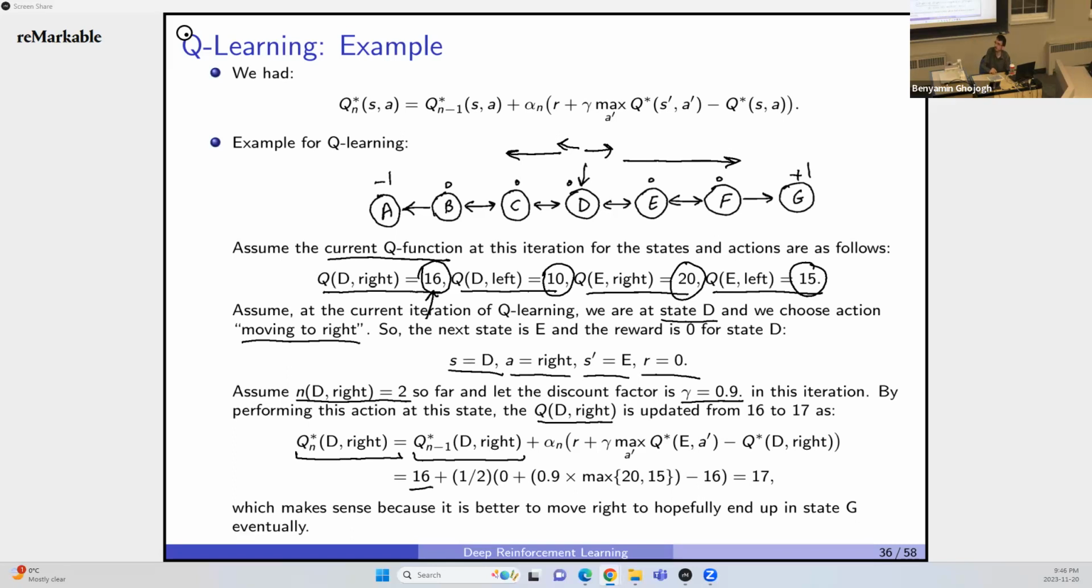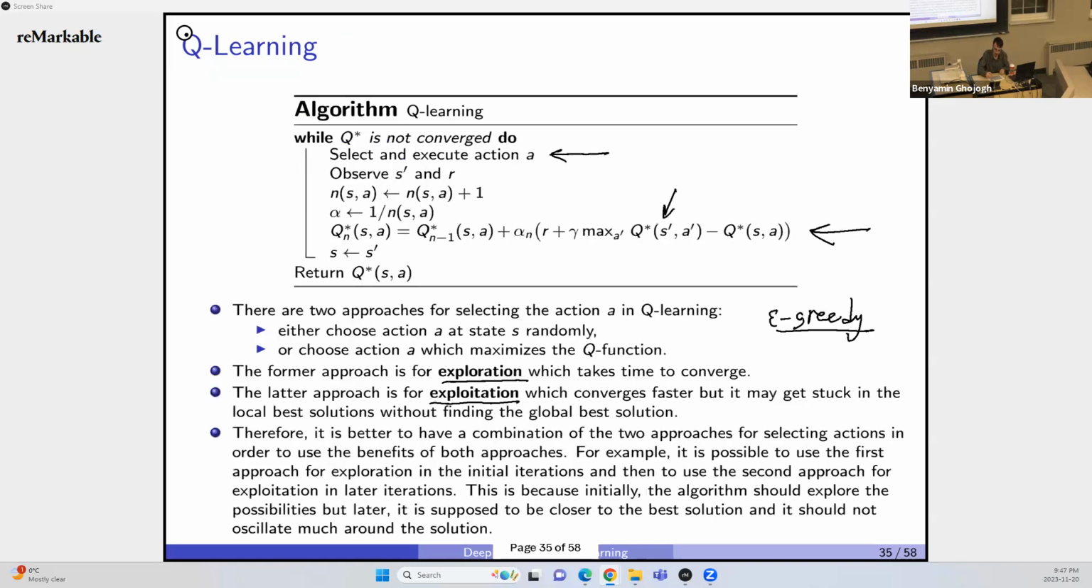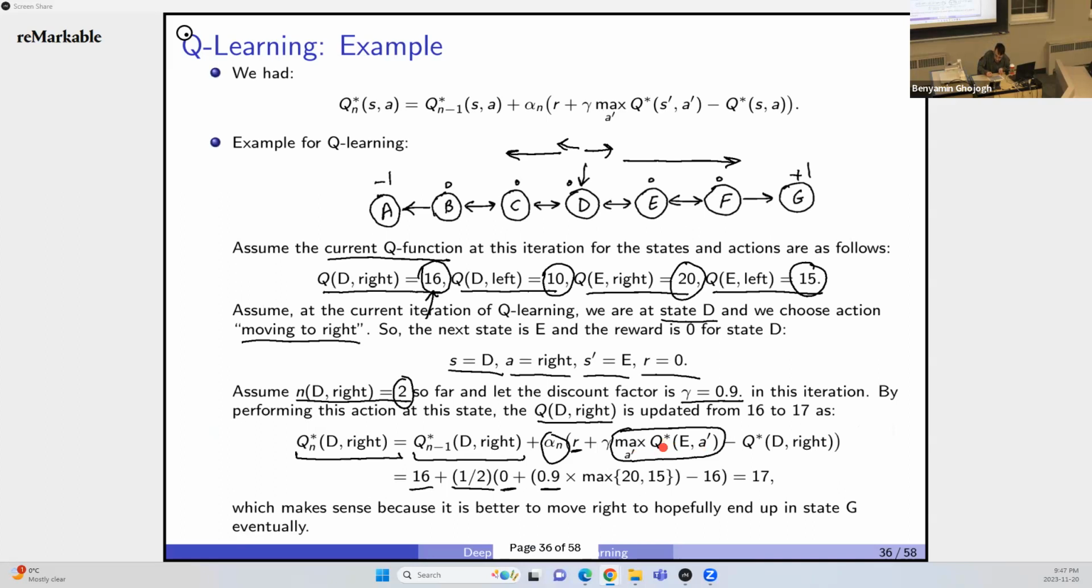16. Right? What is alpha n? I just told you. Let n be 2, so it will be 1/2. What is R? Reward was 0 for this state D. What is gamma? 0.9. Next state is E, right? Recall that here I have S prime, and I know that my S prime is E. But I'm maximizing Q of E and A prime with respect to A prime.